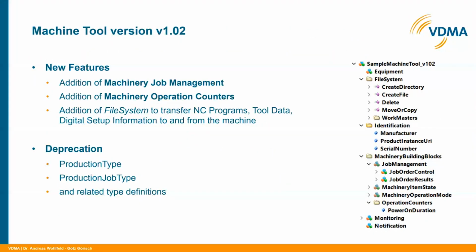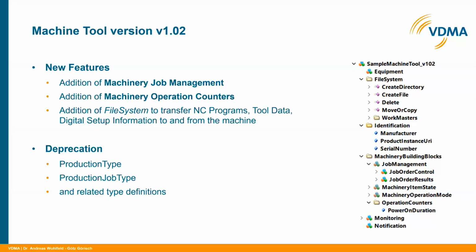Other new features we introduced with machine tool version 102 are the job management features, which I already explained, but we also make now use of the operation counters and probably in the future also of other things which were inspired by our work. Basically, our power on duration is now a harmonized type in the DI specification and then used in the machinery operation counters again. We also introduced a file system, which we didn't have before, as a means to transfer NC programs, tool data, digital setup information, and others to and from the machine.